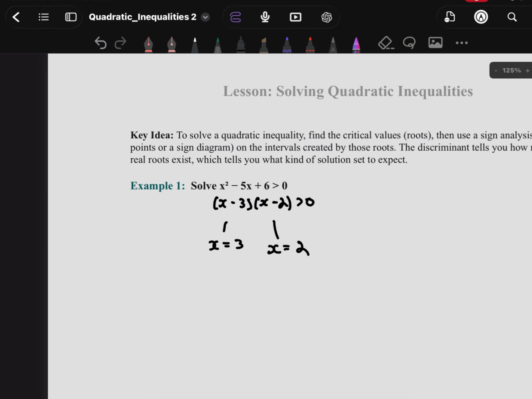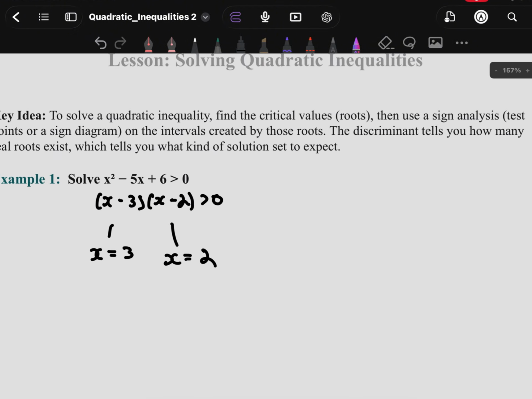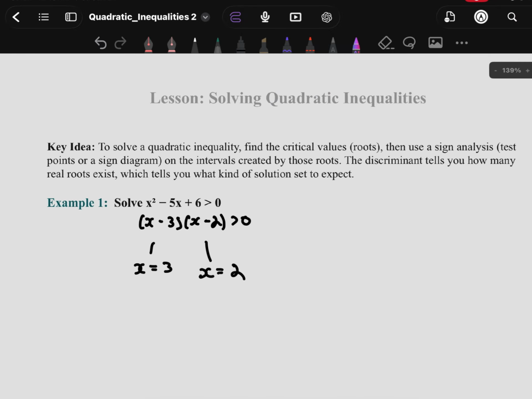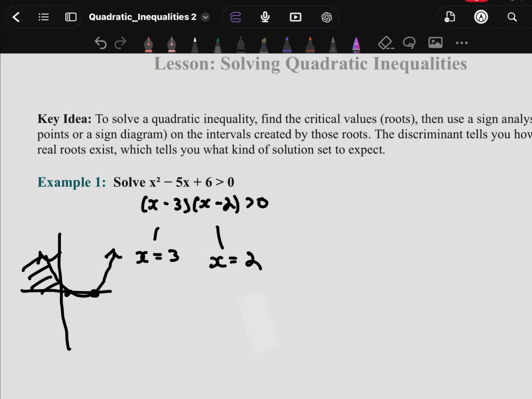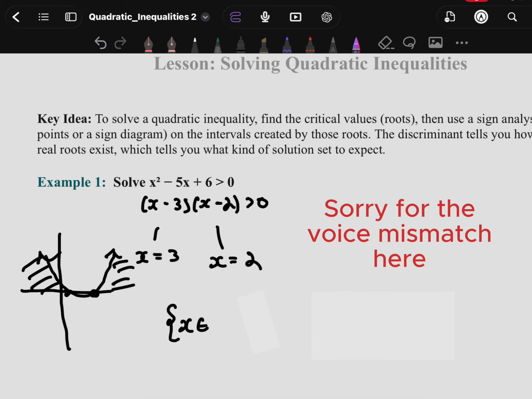And what we do here, upon getting these, is make our sign analysis. Now this is by using a nice little diagram of the quadratic, and we have to put our values. So here's 3, here's 2, draw our quadratic, and since the value is positive, it goes like that. Now, upon being greater than 0, it means anything above the x axis, so it's all of this. Therefore, the solution is x in R, such that x has to be greater than 2 and less than 3.